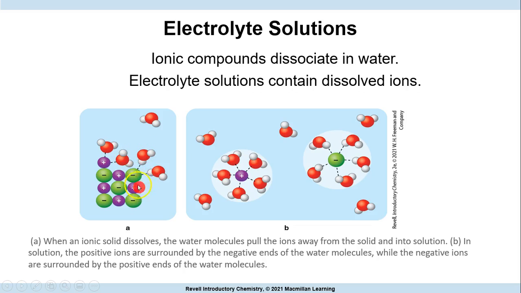So what you will understand here is that the part of the water molecule pulling the negative ions is different from the part of the water molecule pulling the positive ions. So in the solution, the positive ions are surrounded by the negative ends, the oxygen, and the negative ions are surrounded by the positive ends, the hydrogens. So that is how they dissolve in water.